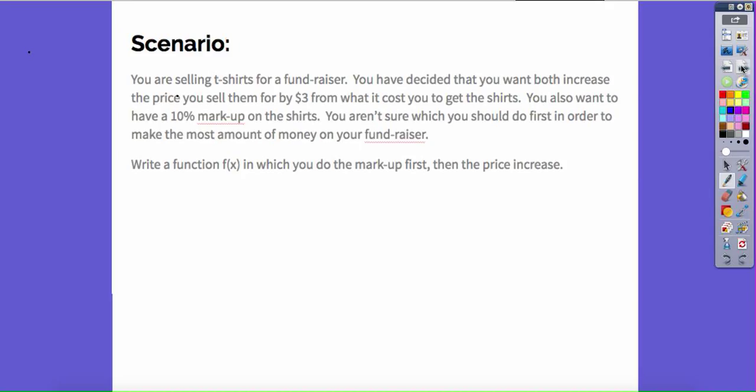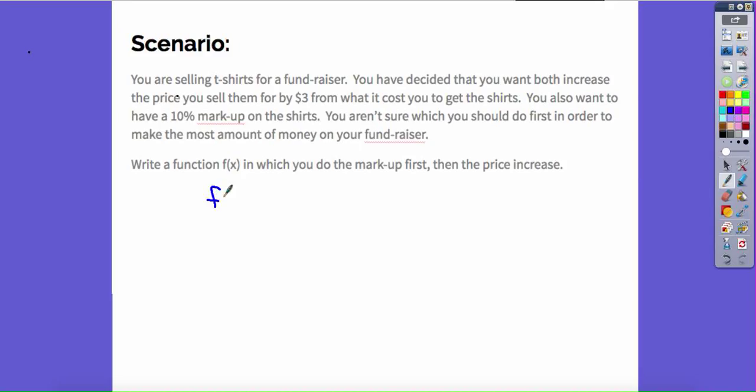So I think the first thing here that we need to talk about is that when you buy something or you sell something, if you don't change the amount whatsoever, then you're buying it for 100% of its cost, or you're selling it for 100% of its cost. So if you're going to do a markup, you are adding a percentage to 100%.